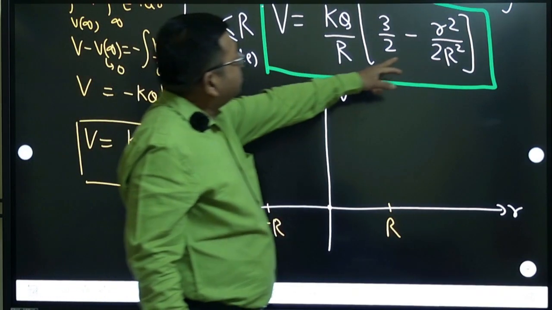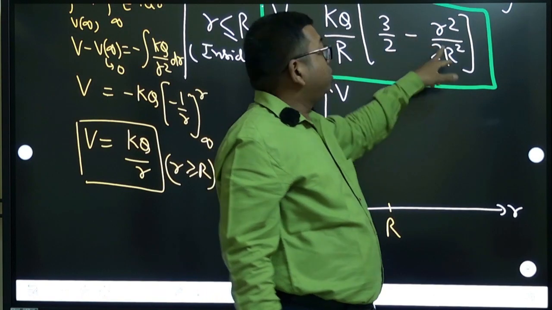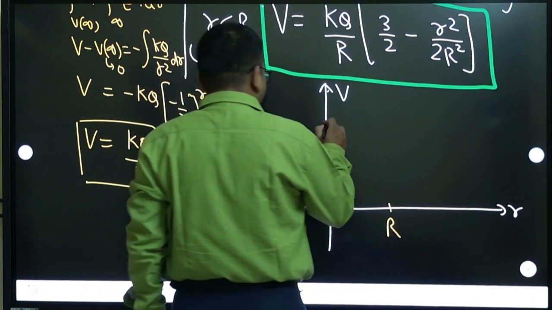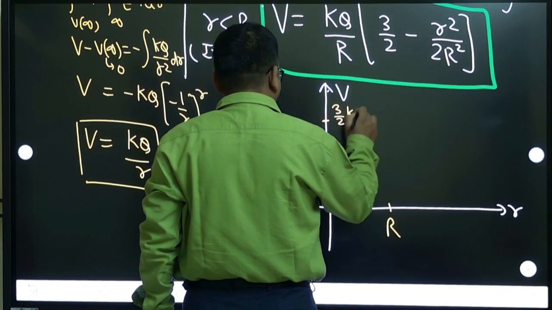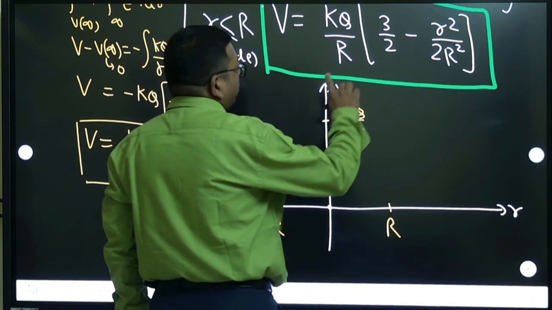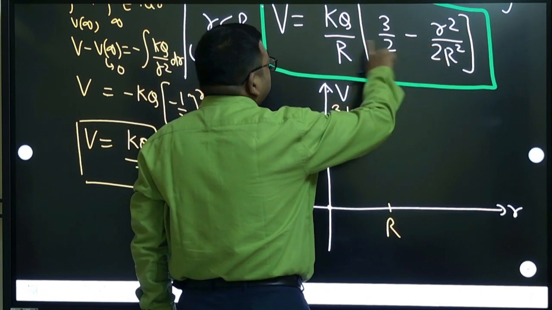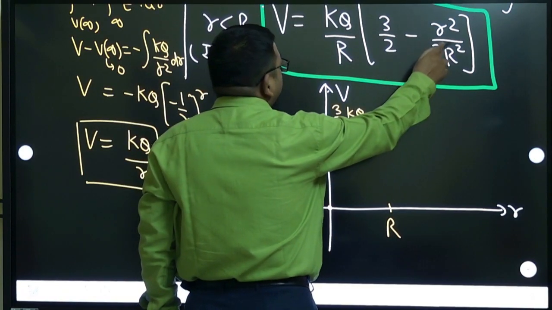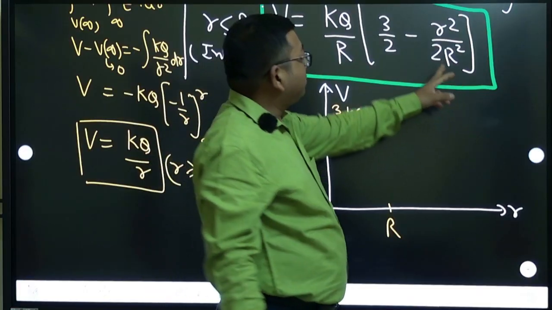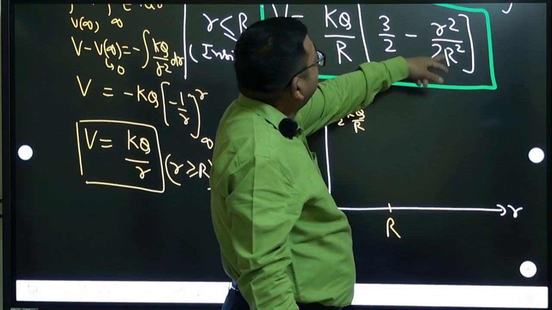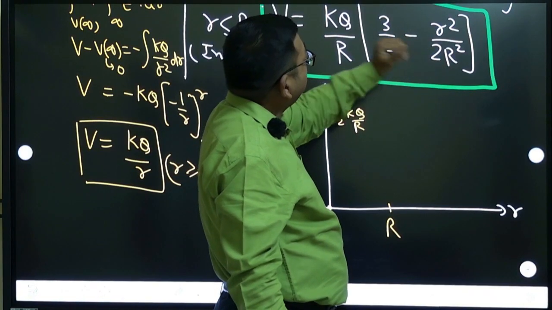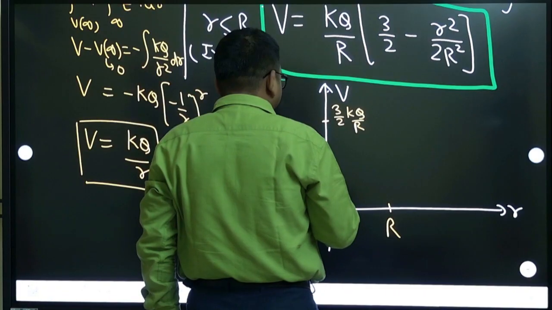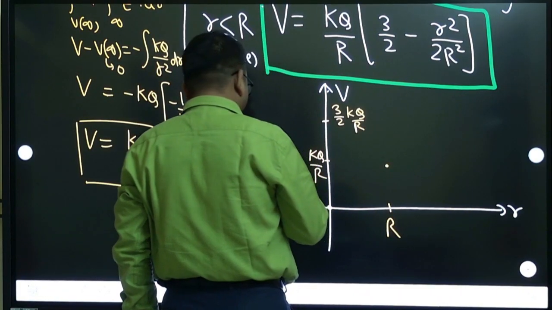So when you substitute small r as 0, you will get the potential at the center. Small r 0 means 3 by 2 kq by R. So this potential which you will get, 3 by 2 kq by R, is the potential at the center. Now you will see that as you go away, r increases, it will decrease. So this graph is going to be different. And when you take r equal to capital R, that means at the surface, it becomes 3 by 2 minus 1 by 2, which is 1. So you will get kq by R. So the kq by R value will come at the surface somewhere here, this side also, this side also.